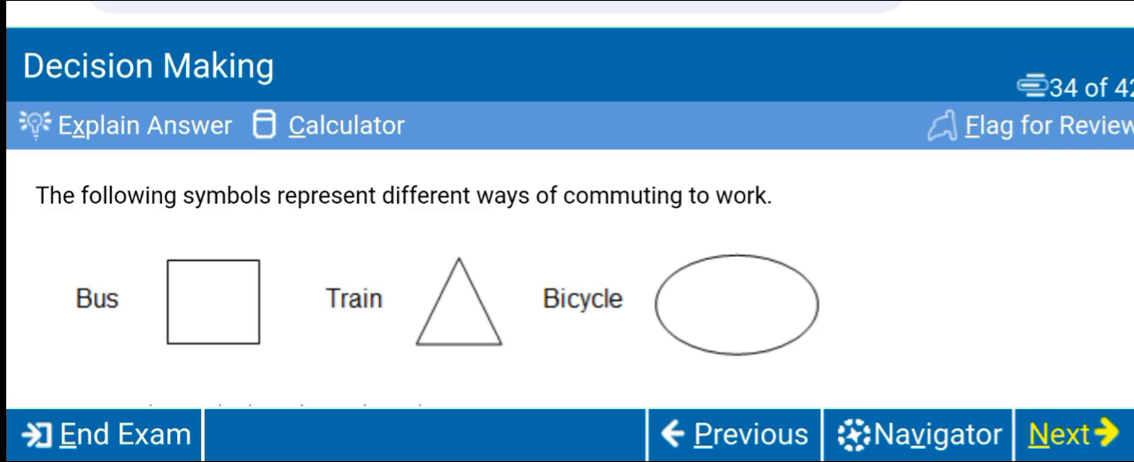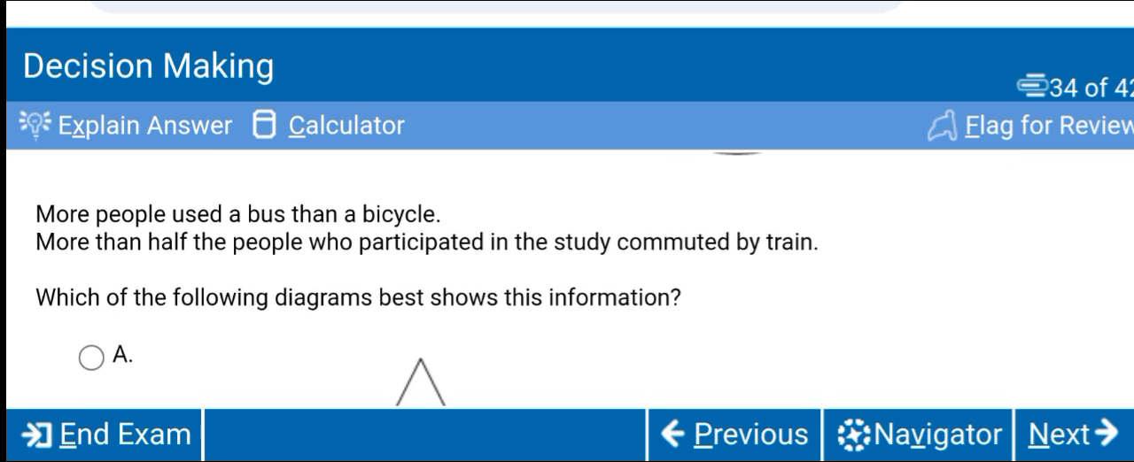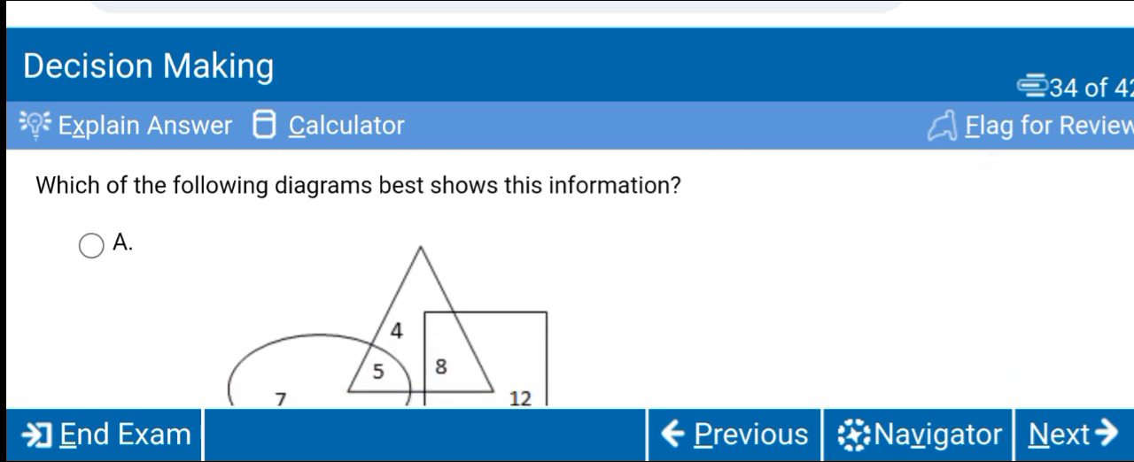Next we have the following symbols, which represent different ways of commuting to work: bus, train, bicycle. More people used a bus than a bicycle. More than half the people who participated in the study commuted by train. So which of the following diagrams best shows this information?